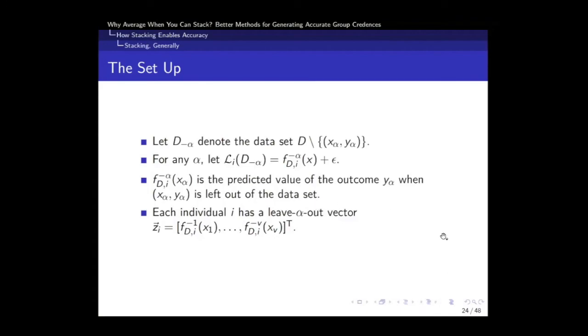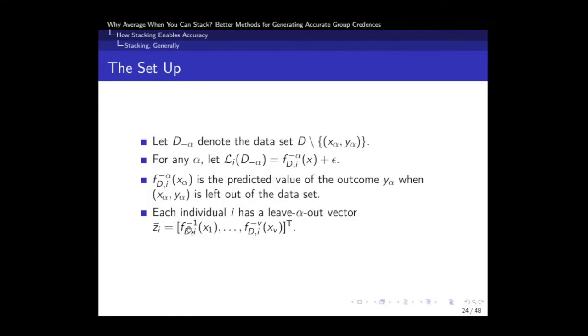So if we were to take the first data point out, this is just going to be the agent's prediction, the individual's prediction, given all other data points, of what that first observation should be, presuming that they didn't know it, right? And so for each individual, we can construct this leave alpha out vector, which is just a vector such that each of their entries is their prediction of the alpha data point when that data point is left out of the data set.